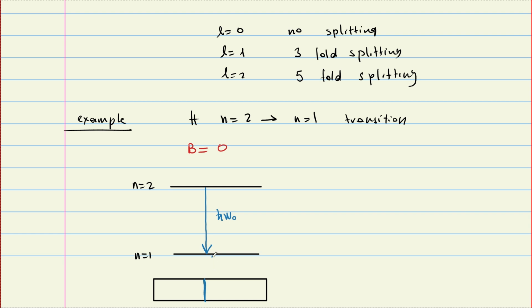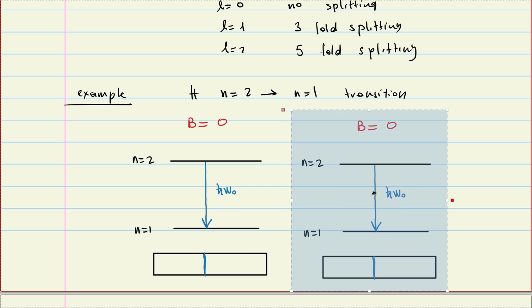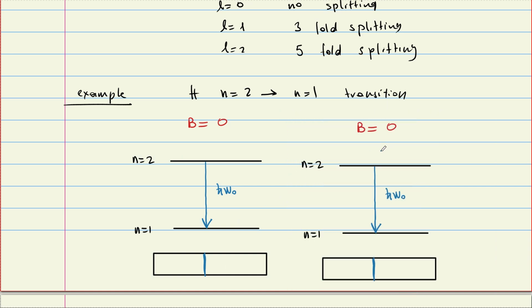And this line corresponds to some, I don't know, 500 nanometers. If you are in the Balmer series, it's going to be a visible line. Now I want to repeat the same experiment in the presence of a magnetic field. This is now non-zero B.